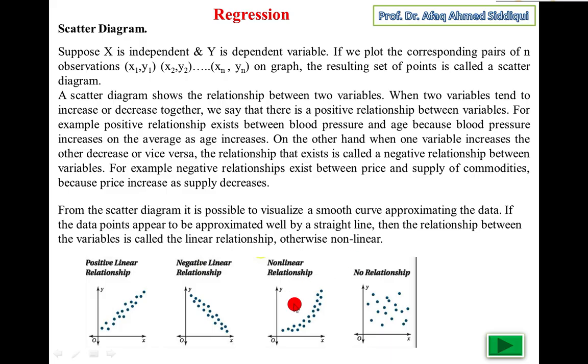So we have a large number of non-linear relationships. This type of graph is called exponential. Maybe the graph is J shape, V shape, U shape, with one curve, two curves, etc. And this diagram represents no relationship between the variables. There is no trend.